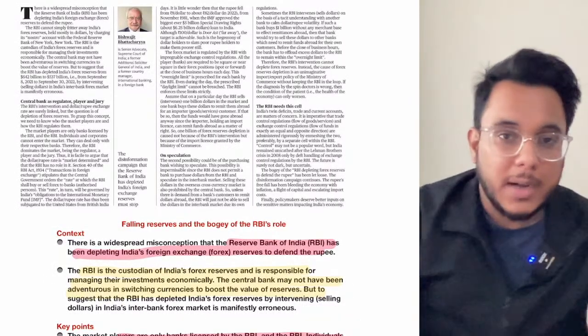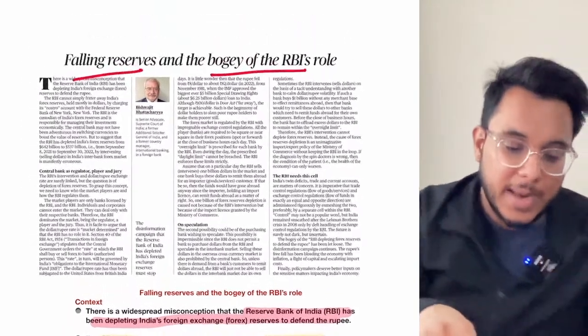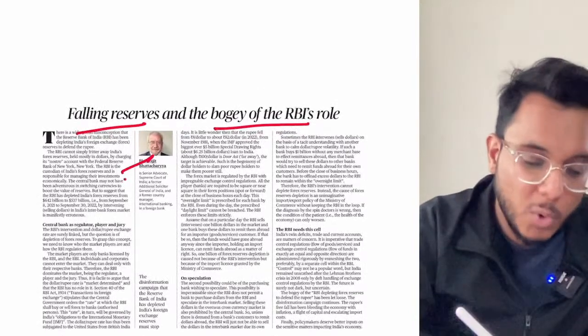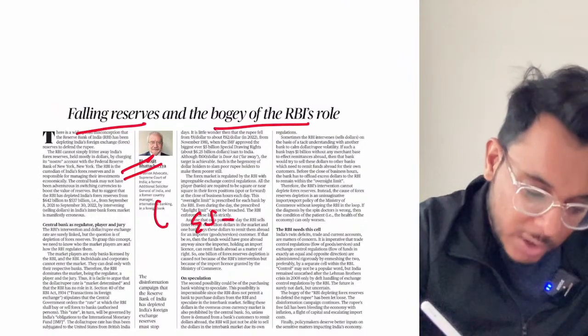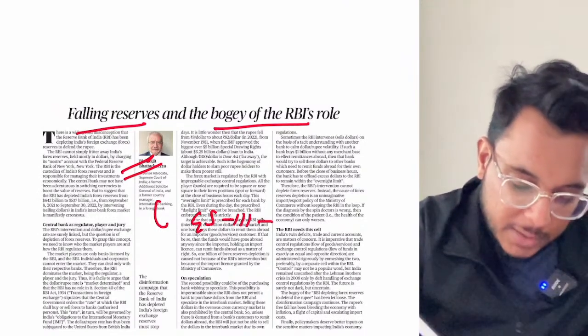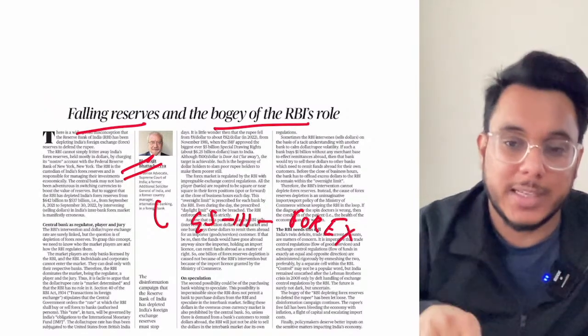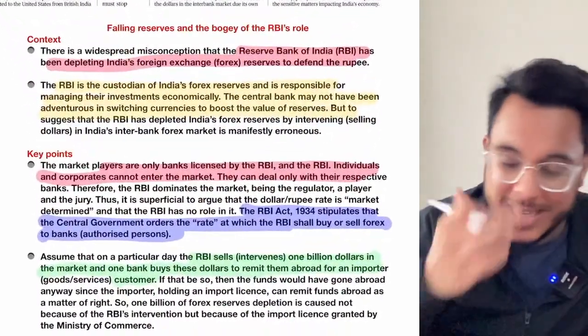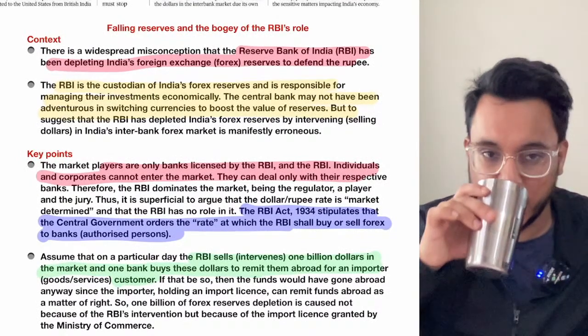Now this particular article: the falling reserves and the bogey of the RBI's role. Falling reserves and the bogey of the RBI's role. This article, guys, we'll see briefly with respect to GS paper number 3, issues related to foreign exchange. Basically, the article is just making a very brief point that you need to see.